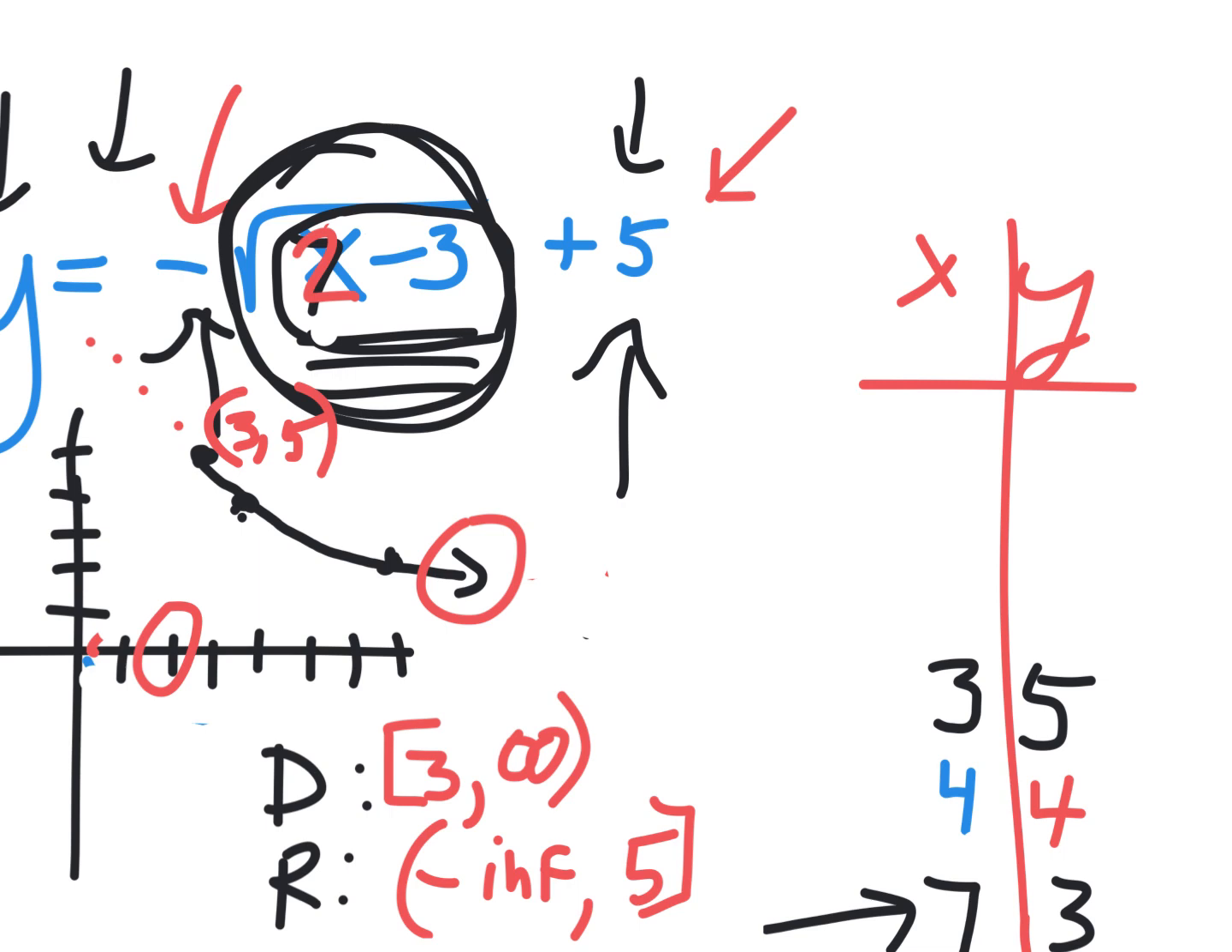The range is the lowest it goes, which will go to negative infinity. The highest it goes is the y value here, so it goes to 5.